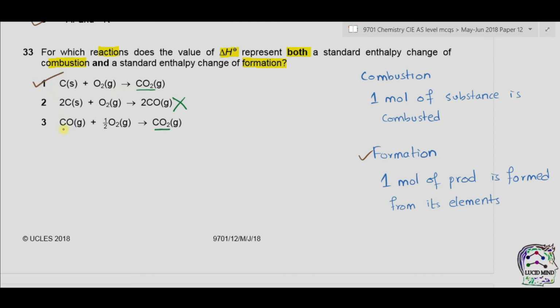In 3, we can see that carbon monoxide reacts with oxygen to form carbon dioxide. So as carbon monoxide is not an element, it must be an element for enthalpy change of formation. So therefore 3 is wrong. As only first option is correct, the answer is D.